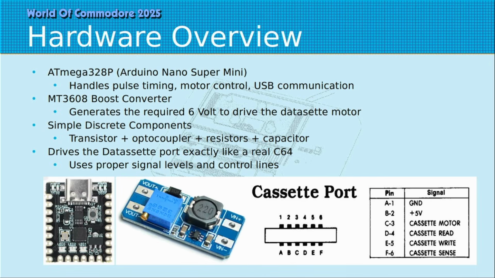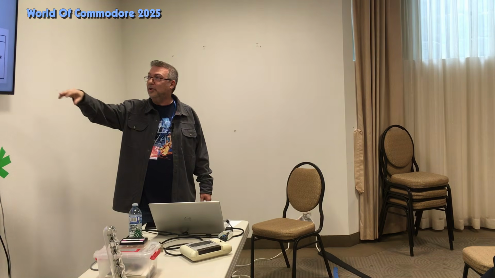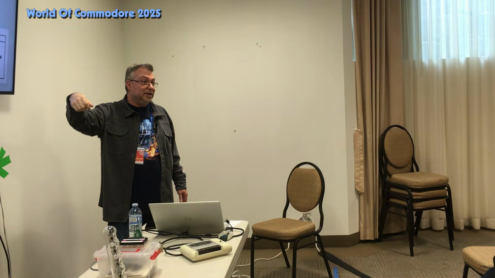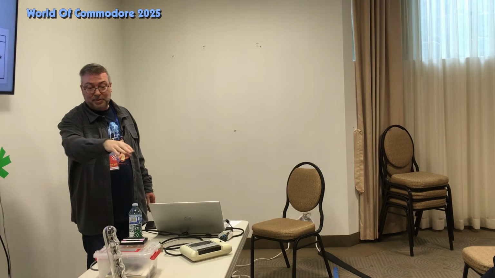The second module is the MT3608, which is a boost converter. It takes the 5 volts from the PC and pumps it up to 6 volts to be able to operate the Datasette. All the other components are regular components: one transistor, one optocoupler, 2 resistors, and 1 capacitor, and that's it. And with all that, we are able to drive the same signal as the Commodore is driving on this edge connector. So from the perspective of the Datasette, it's a real Commodore that is connected.